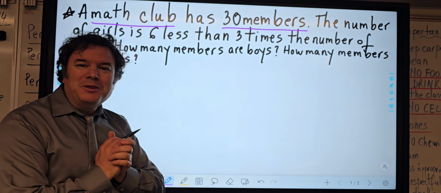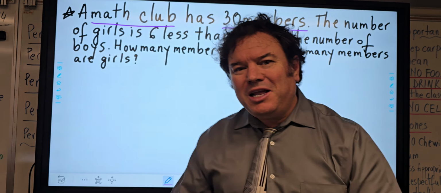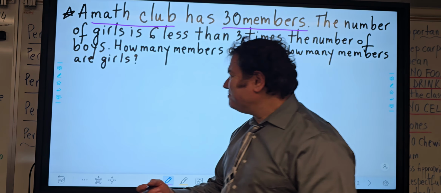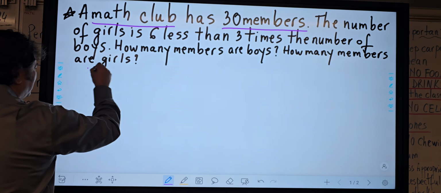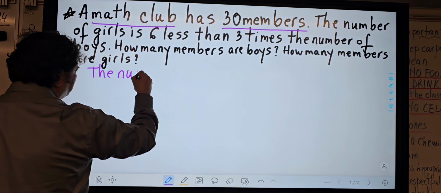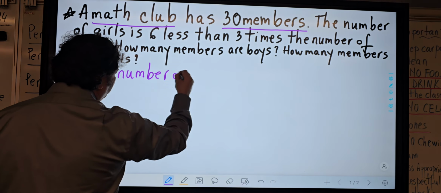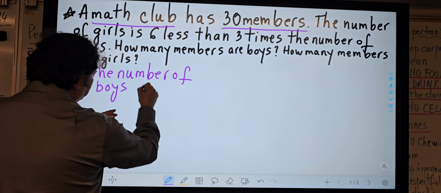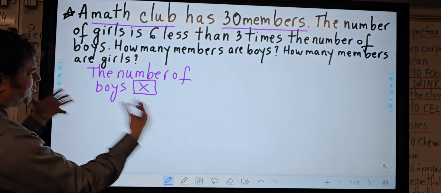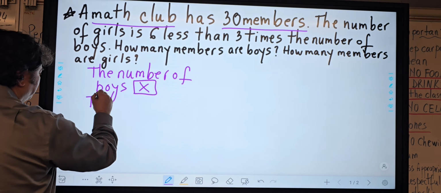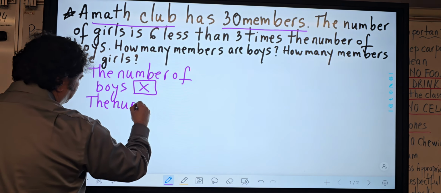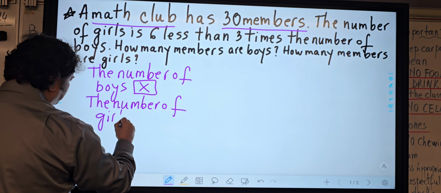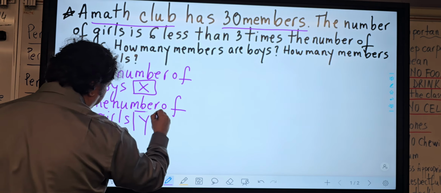So because we do not know the number of boys and the number of girls, let's just call the number of boys X and the number of girls Y. The number of boys, let's call that X. And the number of girls, let's call that Y.